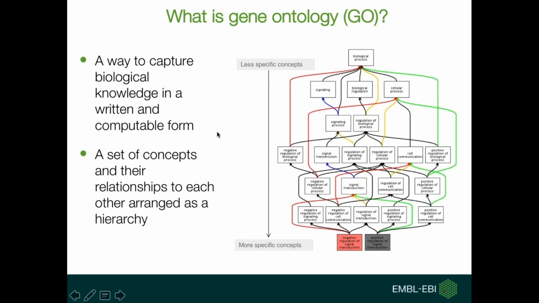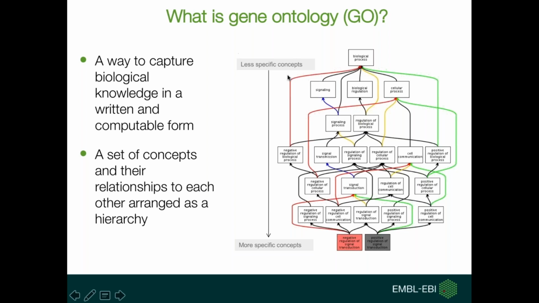So to start, what is the gene ontology? Well, the gene ontology is a way to capture biological knowledge in a written and computable form. It is a set of concepts and the relationships to each other arranged as a hierarchy. So on the right-hand side of our screen, you can see what we call the ancestry tree of gene ontology terms, or GO terms.